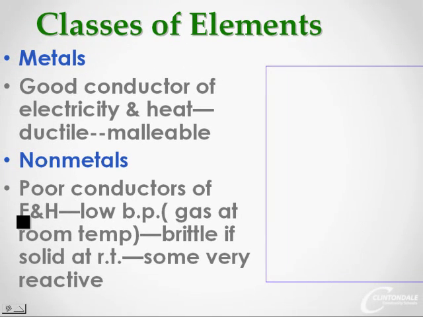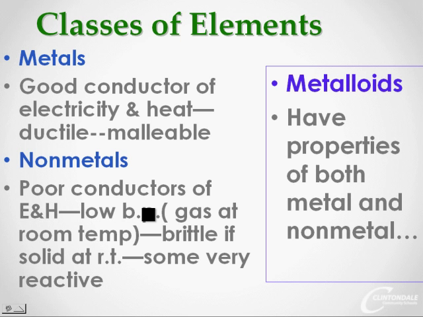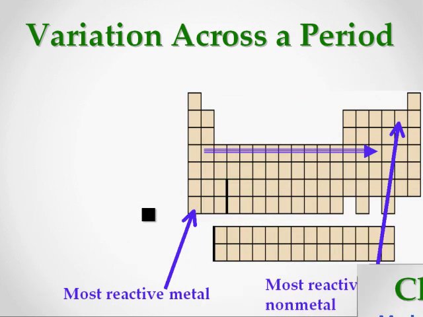That's what malleable means. Non-metals would be the opposite. They do not conduct electricity and heat. They have a low boiling point. Usually they are a gas at room temperature. And they're very breakable or brittle at room temperature. Metalloids would be the ones that are kind of in between. They have some properties of both metal and non-metal.